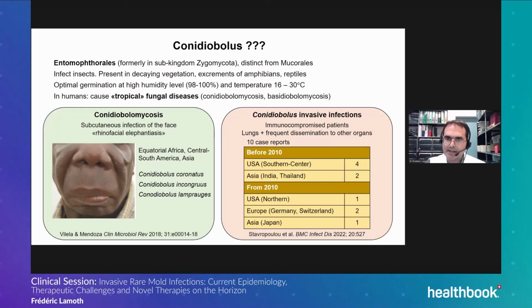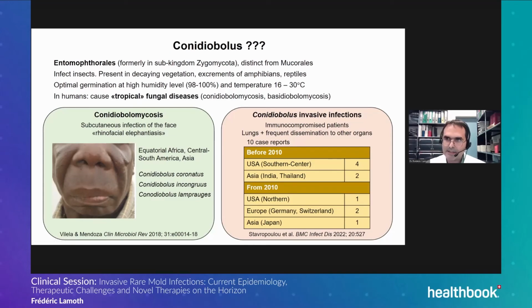And interestingly, you can see that before 2010, most of these cases were reported in tropical or subtropical areas, like in southern USA, in Asia, India, or Thailand. But from 2010, we start to have some reports of these infections also in northern US, in Europe, in Switzerland, like in this case, or in Japan.